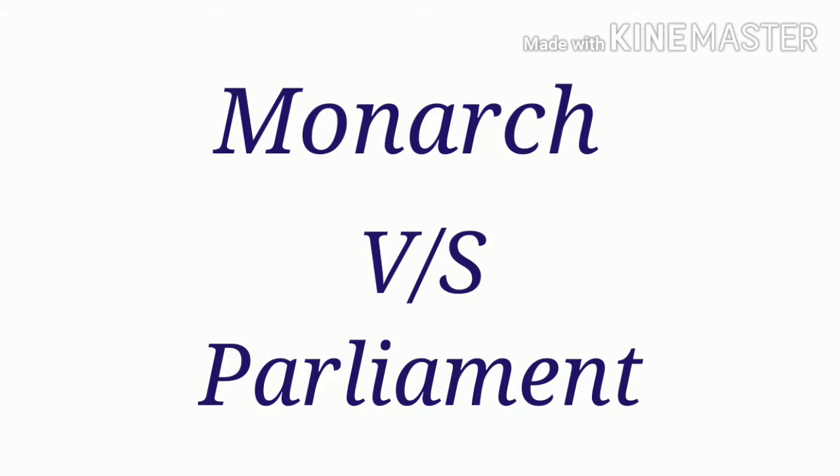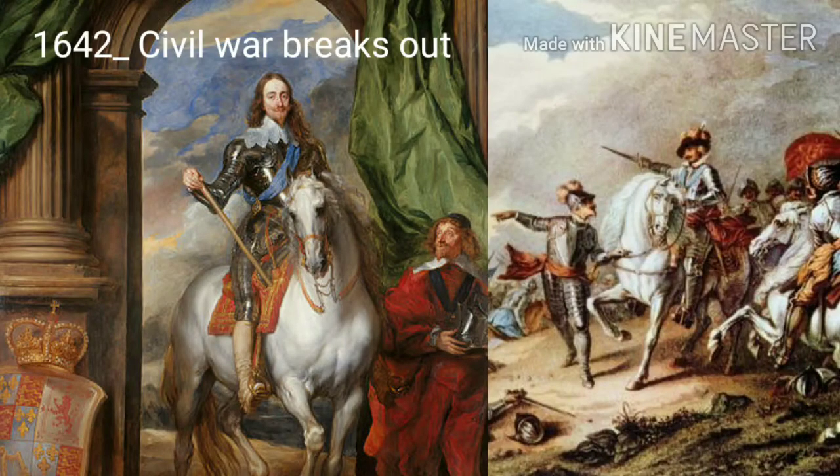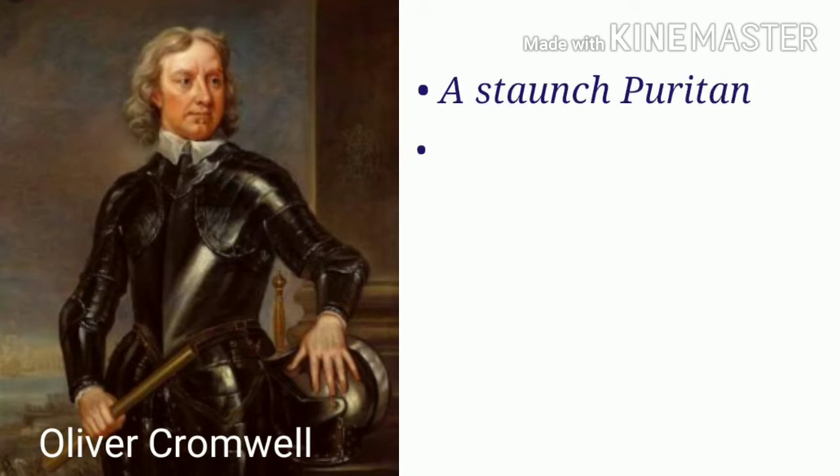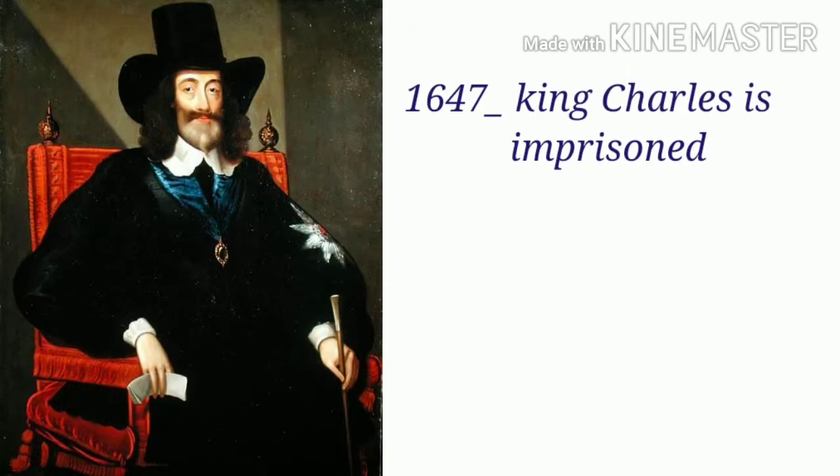Initially, Royalists had a series of successes because Charles already had a trained army and Parliament did not have that ability. At this point of time, Oliver Cromwell enters and changes the game. He was a staunch Puritan. He created a very disciplined army by 1645. His army defeated the Royalists, and in 1647, we find King Charles I in Roundhead custody.